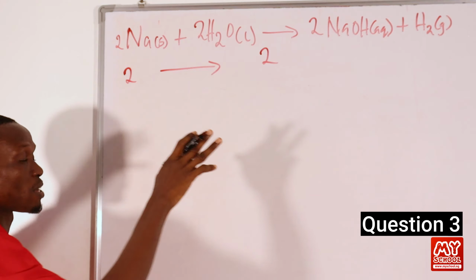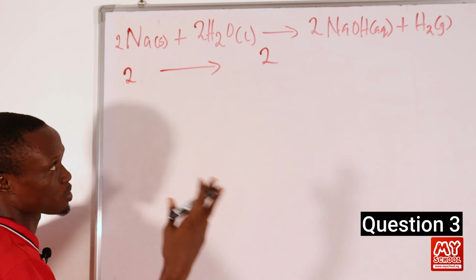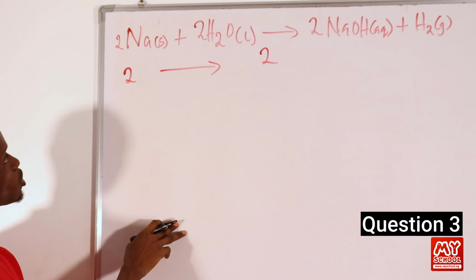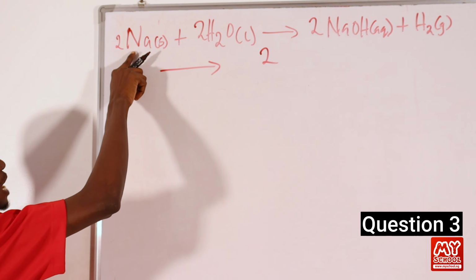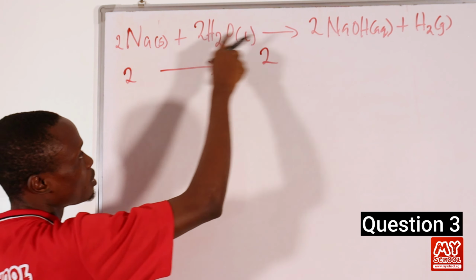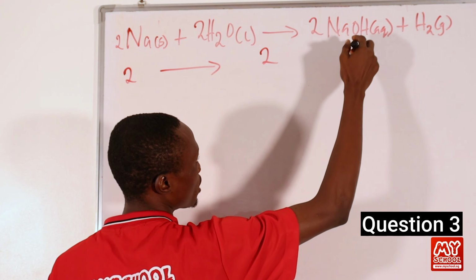So this question is very direct. Here you don't need to solve for limiting reactant and stuff like that. But first of all, it is important that we know the relative atomic mass of sodium and the molar mass of sodium hydroxide. So we can calculate the molar mass of sodium hydroxide here.